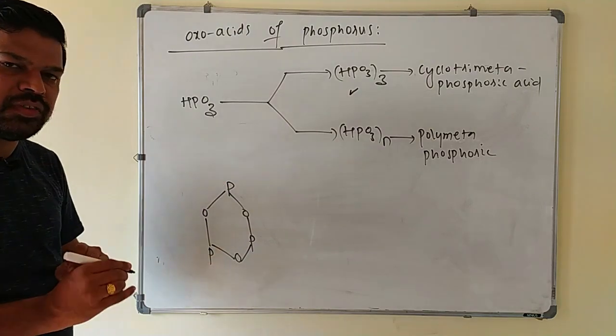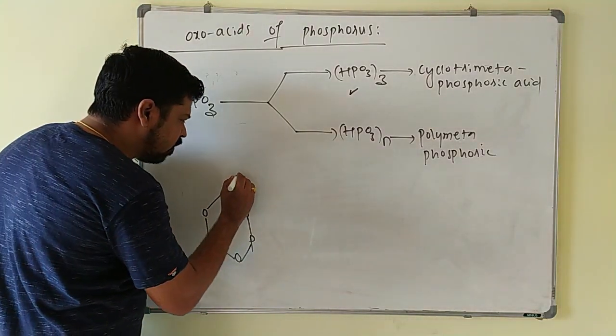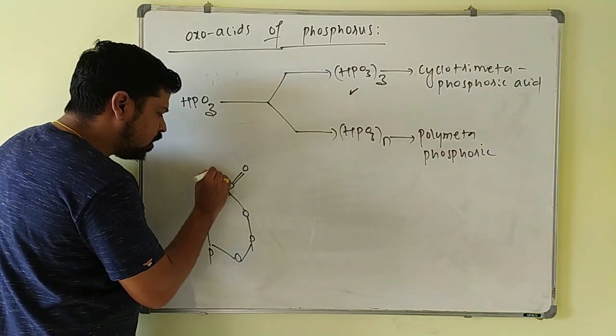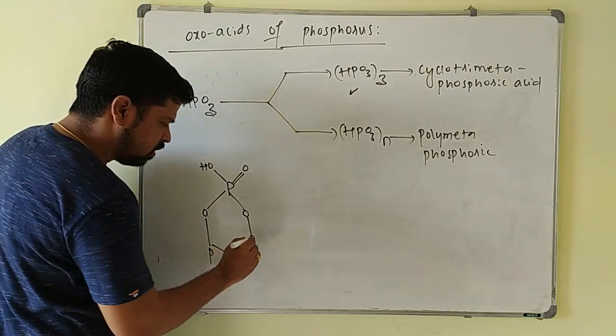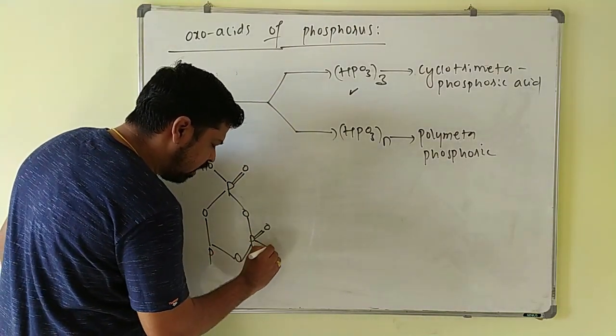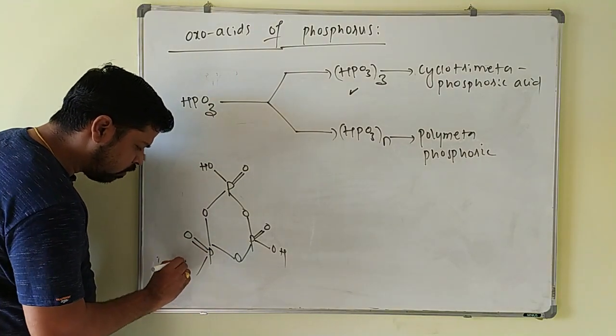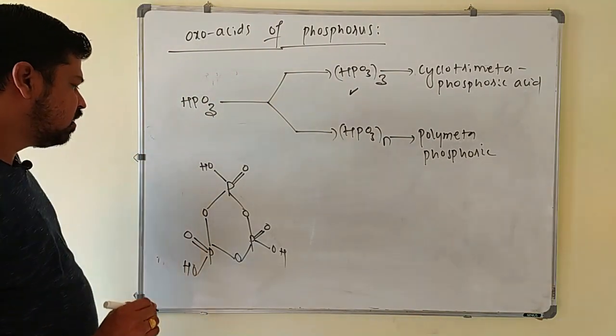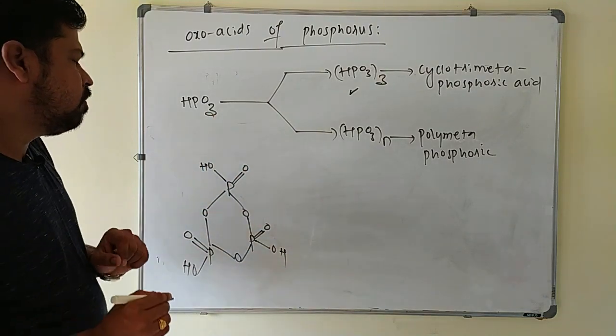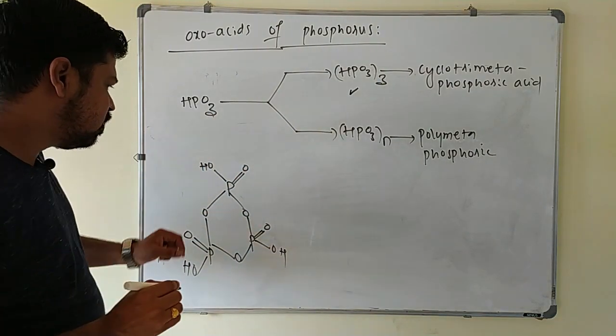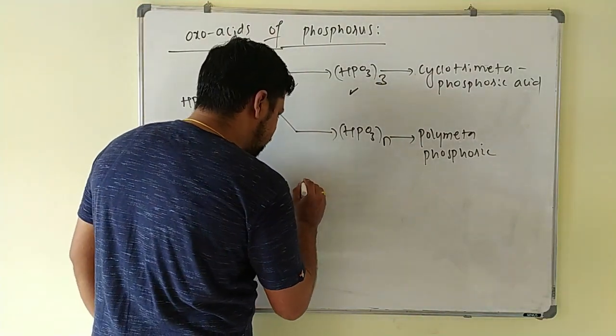alternate oxygen and phosphorus. Now for each phosphorus you give an oxygen double bond and one OH. Here also oxygen double bond and one OH. Here also oxygen double bond and another OH. This is the 6-membered ring, that is a cyclic form of the metaphosphoric acid. So this metaphosphoric acid is monobasic in nature.